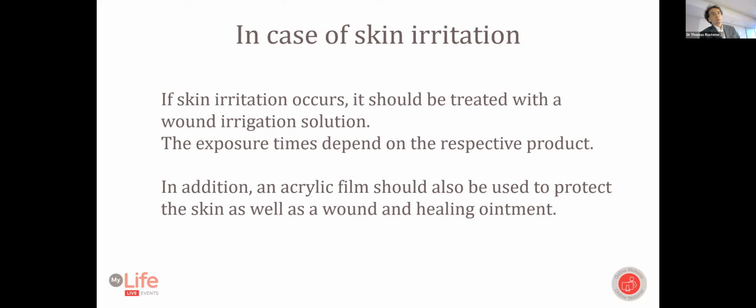And this depends on the product, how often, how long it should be applied, and how long it should be left uncovered. Sometimes it helps to use acrylic film, which is also a hydrogel, to cover it, since it's very flexible and can enhance the wound healing.